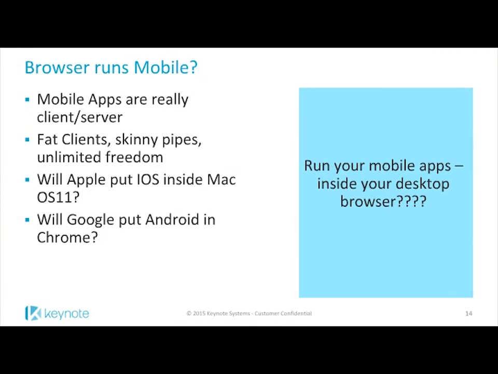So then the question becomes, if you're Apple or you're Google, do you put iOS inside Mac OS 11 or OS 12? If you're Google, do you put Android in Chrome? Because if you do that, what happens? It means that you can run the same apps you're running on your mobile device on your desktop. And so if I'm Adam and I'm using my mobile app and I'm trading stocks or doing something like that, and there are some really good apps out there that do this really well, and I go back and sit down on my desktop, can I run that same app on my desktop? The answer is probably yes.